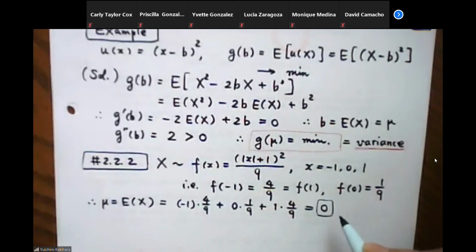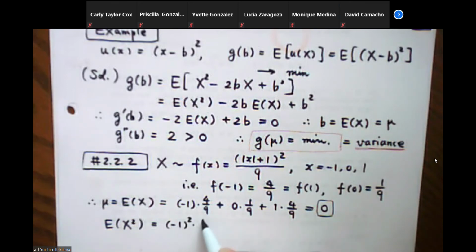The next one: what is the second moment? What is this expectation, E of x squared? If I write negative 1 squared times 4 ninths, plus 0 squared times 1 ninth, plus 1 squared times 4 ninths, this is 1, this is 0, this is 1, so it will be 8 over 9.